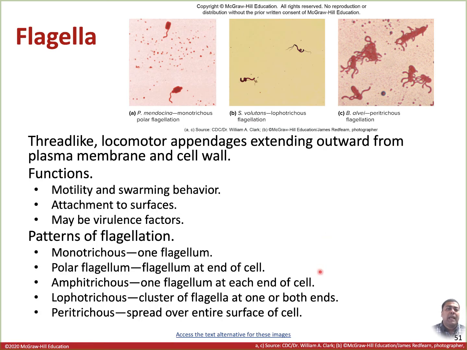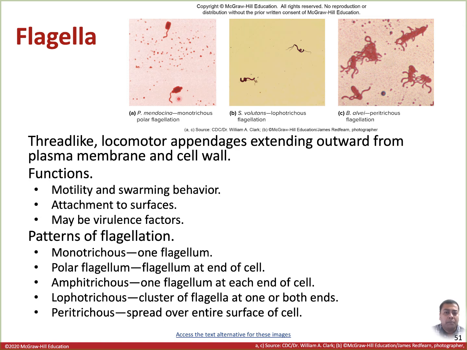So next we are looking at the flagella. Flagella are much, much larger and a very, very complex structure. They have different varieties in how they are attached to the cell surface. They are thread-like locomotor appendages that help in motility, swarming, and attachment to surfaces, and may sometimes be virulence factors. And there are many patterns of flagella. For example, if a flagellum is attached at one end, it is called monotrichous. You can also call it a polar flagellum. Polar means only at one pole.